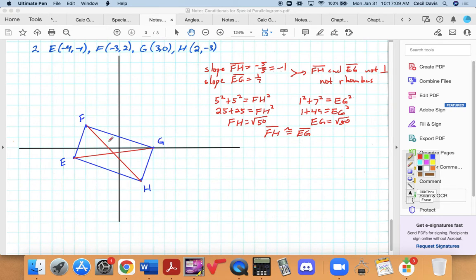If we have a parallelogram with congruent diagonals, what kind of a thing is it? A rectangle. So on this one, the only correct name is rectangle. Remember, if it's both a rhombus and a rectangle, then what is it? Square. It's a square.